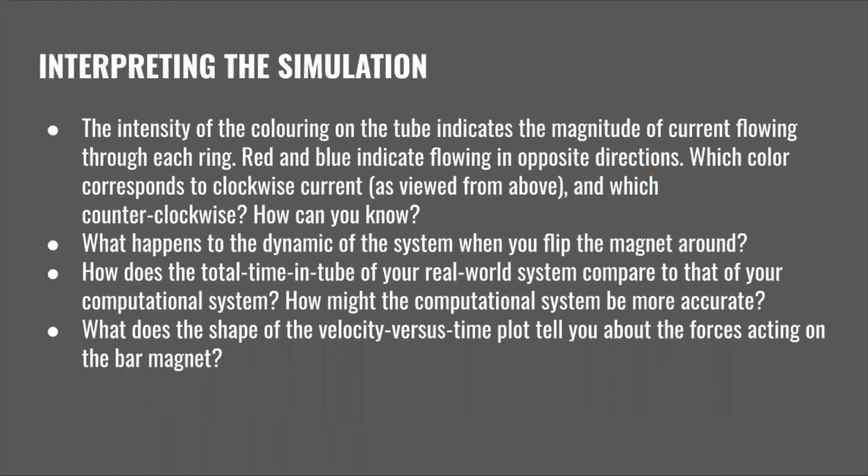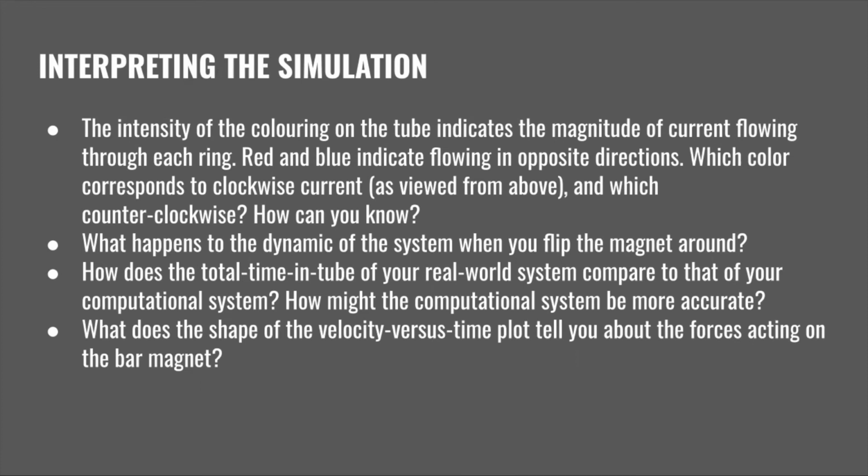So if we interpret the simulation, we can understand that the intensity of the coloring on the tube indicates the magnitude of the current flowing through each ring. But how do we know if it corresponds to the clockwise or counterclockwise current? Well, the red is counterclockwise and blue is clockwise because the magnet slows down. And it is this combination that allows it if we consider Lenz's law. Then the current would flow in opposite direction to.